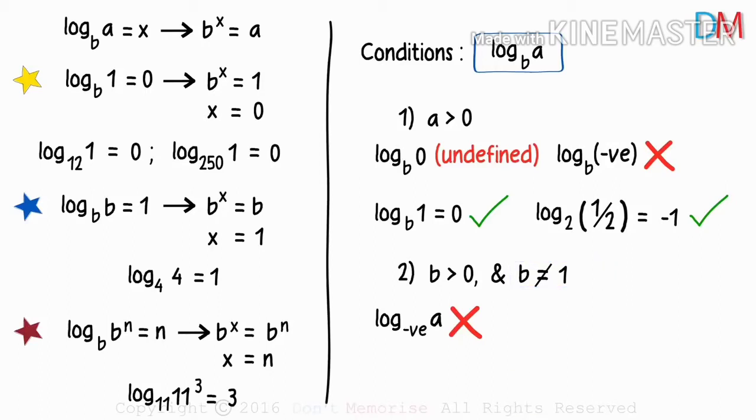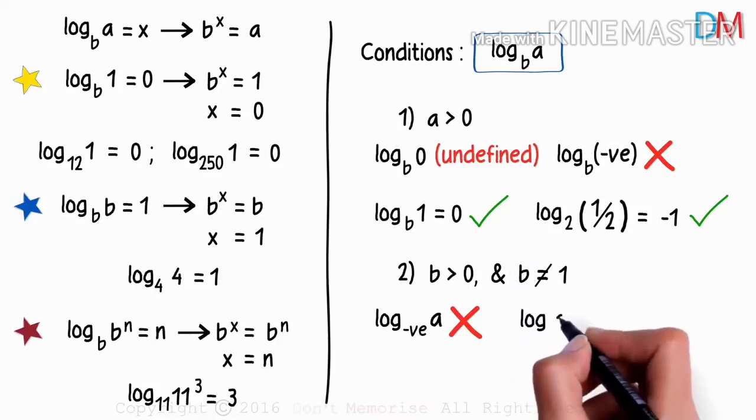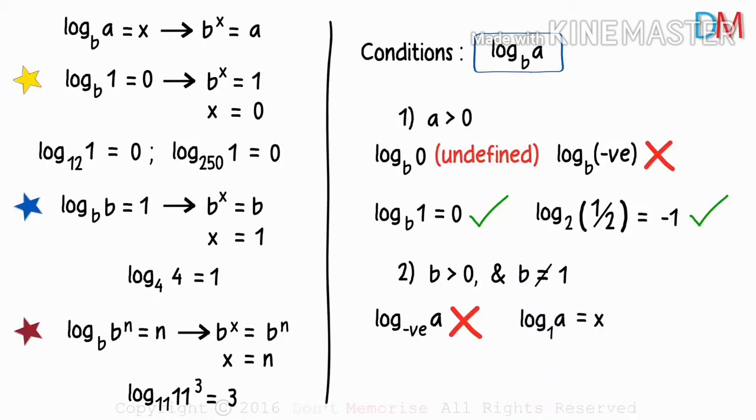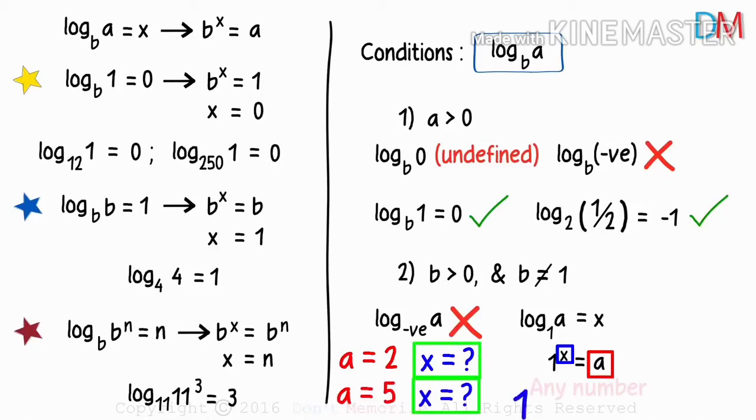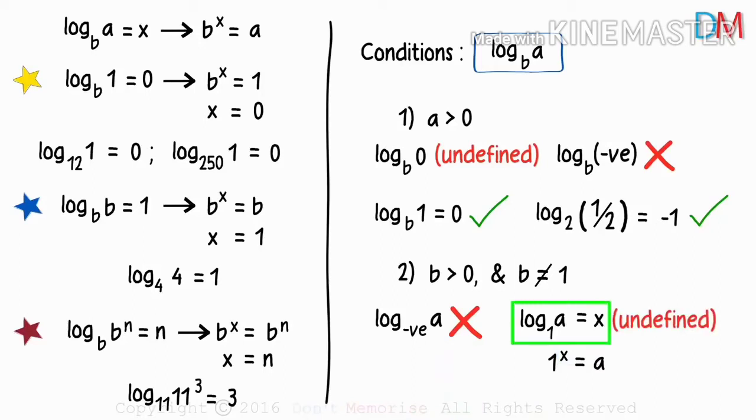Let's say the base was 1 and we have a logarithmic expression like log of a to the base 1 is equal to x. In the exponential form, it can be written as 1 raised to x is equal to a. What can be the value of x that gives us a? If a is 2, what will x be? If a is 5, what will x be equal to? We can't really come up with an answer because 1 raised to any number will result in a 1. Hence, this will be undefined.